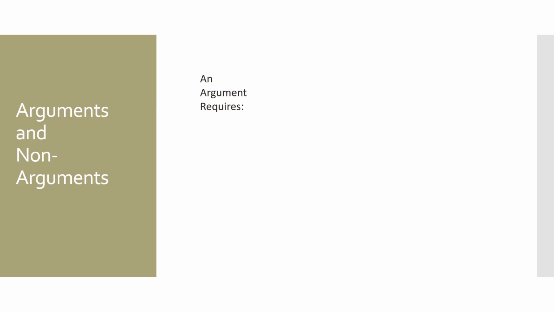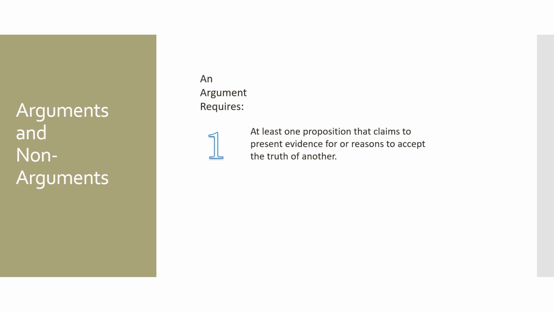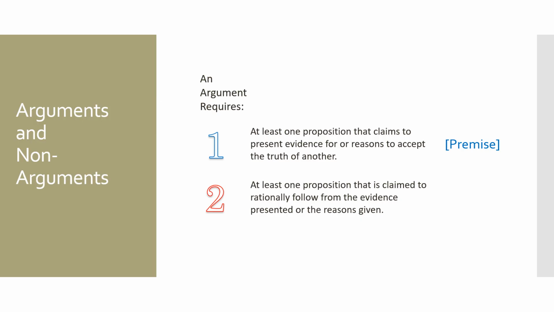So if you think about it, to go back to earlier parts of this video, an argument requires necessarily two things for it to be an argument at all. The first thing is that you need at least one proposition that claims to present evidence for or reasons to accept the truth of another. In other words, you need a premise, and if you don't have a premise, you can't have an argument. The second thing an argument requires is that there is at least one proposition that is somehow claimed to rationally follow from the evidence that was presented or given. And of course, what we're talking about here is simply a conclusion.